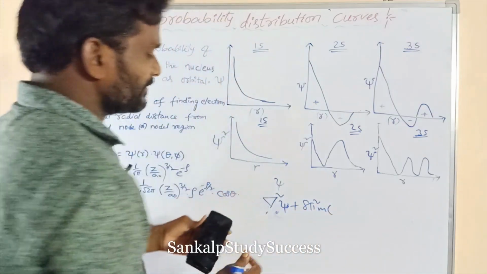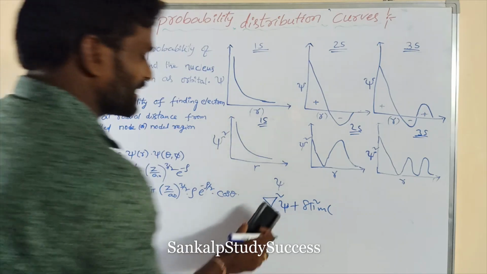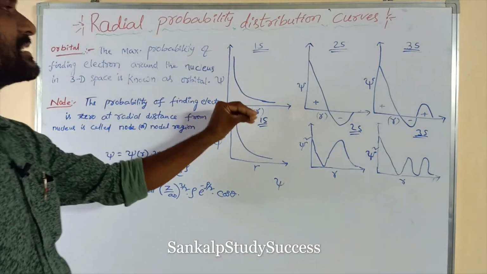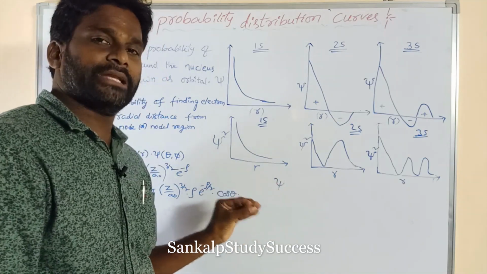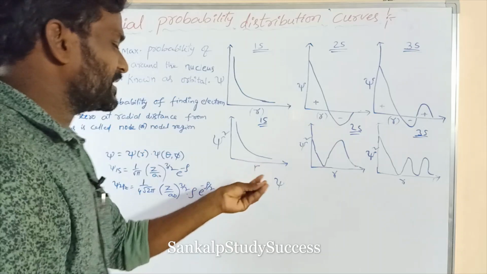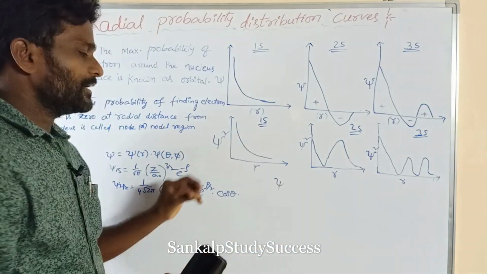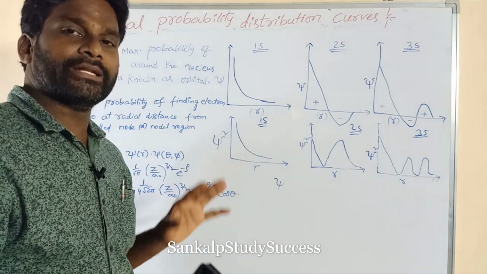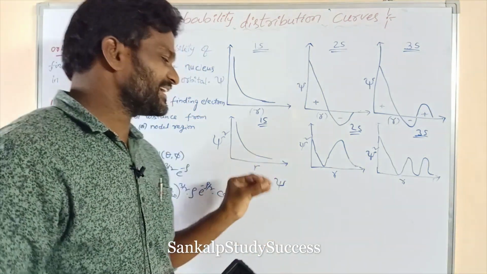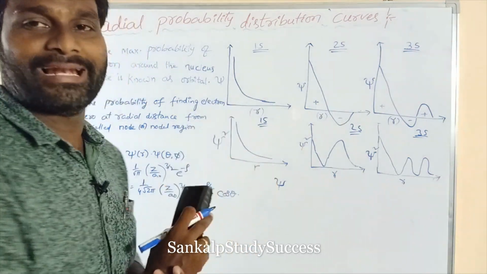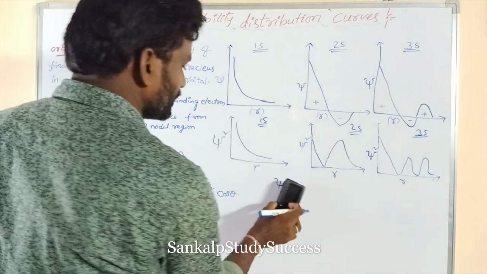This is the Schrodinger wave equation. In the Schrodinger wave equation, psi is the wave function. It tells the atomic orbital. Atomic orbital is the wave function for an electron in an atom. It is the energy state which contains total information about the electron in an atom. This is quantum mechanics.